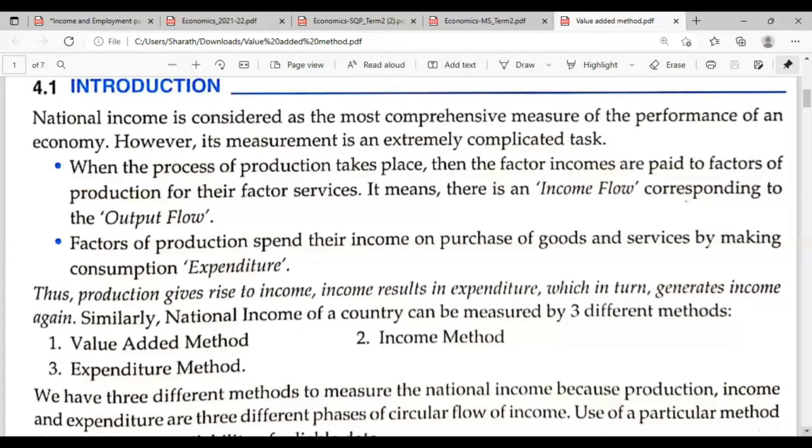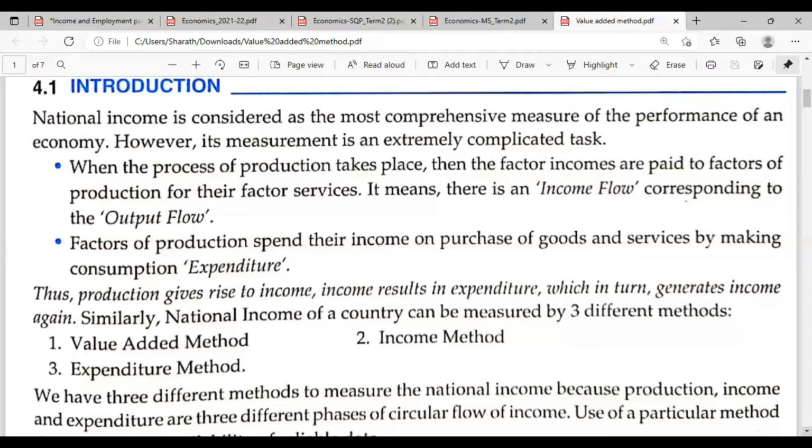By this understanding, we can come to know that there is a flow. Income is flowing, and even output is flowing from the firm side, through these different phases. So what did you see? Income, output, expenditure. Totally there are 3 different phases we could see in an economy. In each phase, to figure out the national income, we are following these 3 different methods.